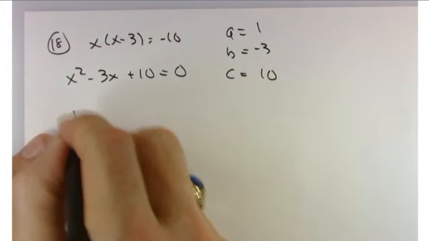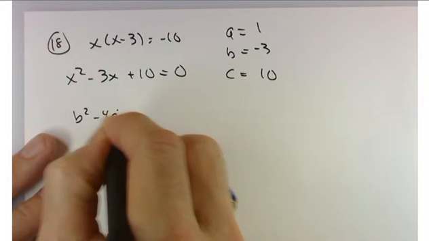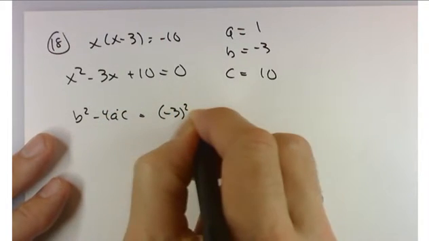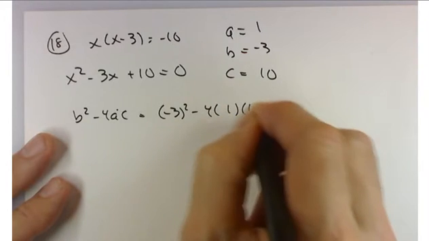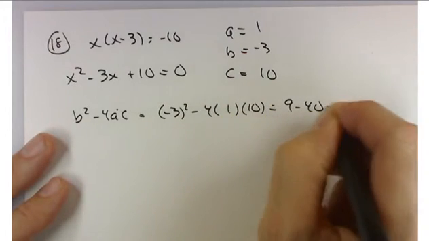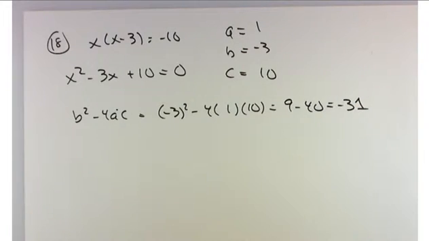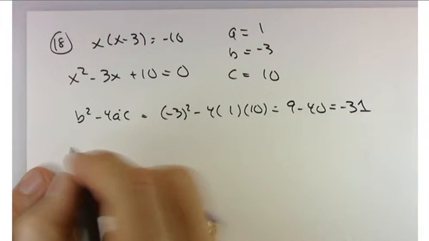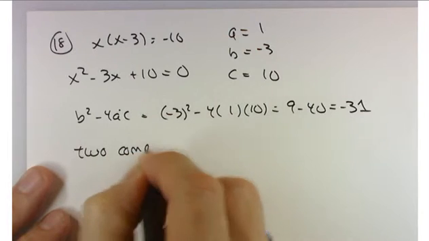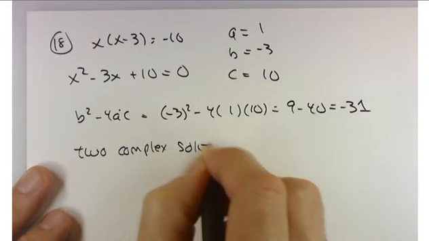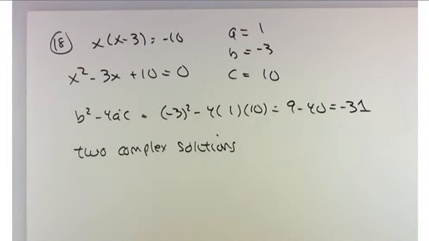So b squared minus 4ac: negative 3 squared minus 4 times 1 times 10. 9 minus 40 is negative 31. What's that tell us about the number of solutions to expect, or the nature of the solutions here? Two complex solutions. Nice. We could probably see that if we look at the graph.